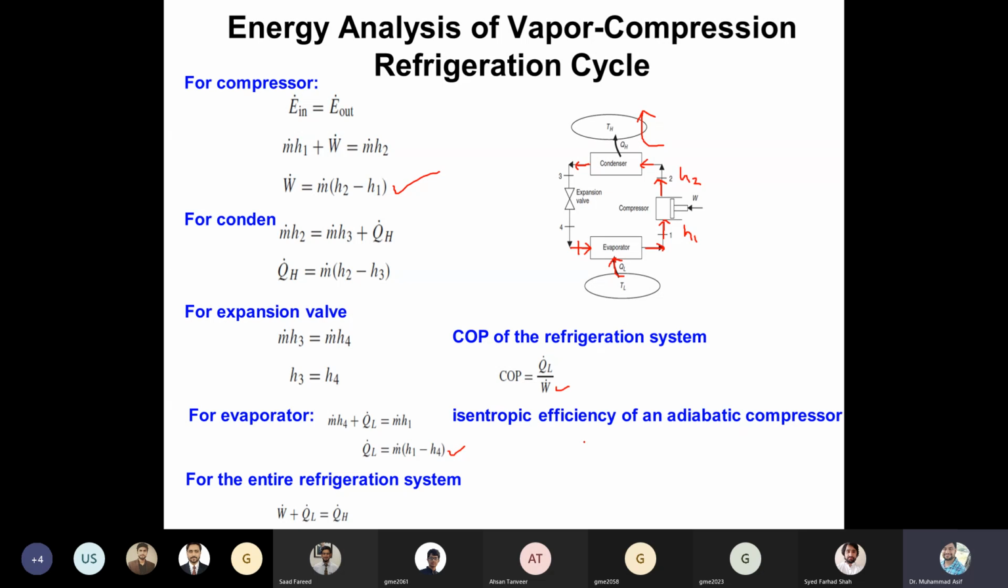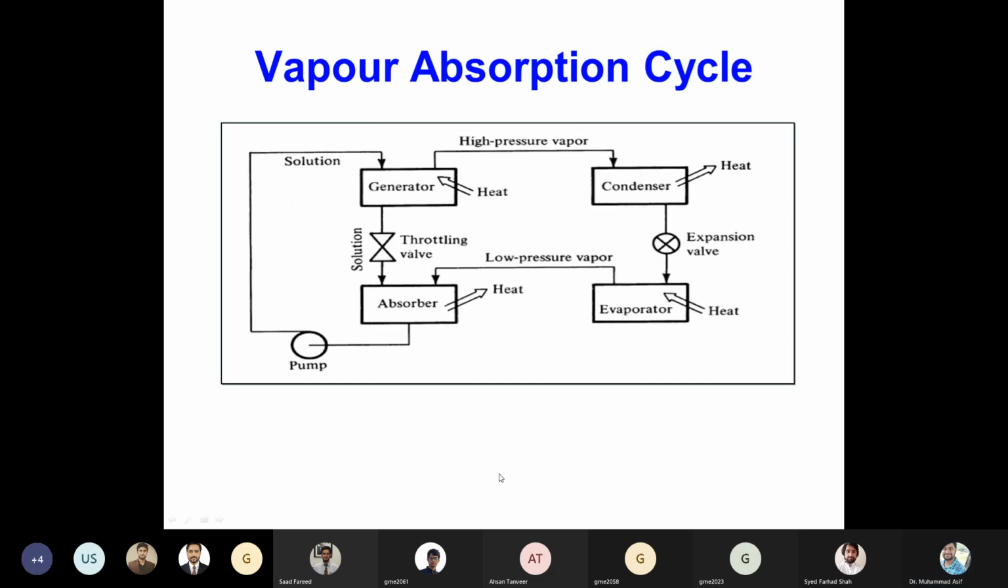And similarly, we can have the isentropic efficiency of the compressor if the compression process is not adiabatic. Because the work input in an isentropic process is less compared to the actual work input. So this is the ratio of the isentropic work input to the actual work input.